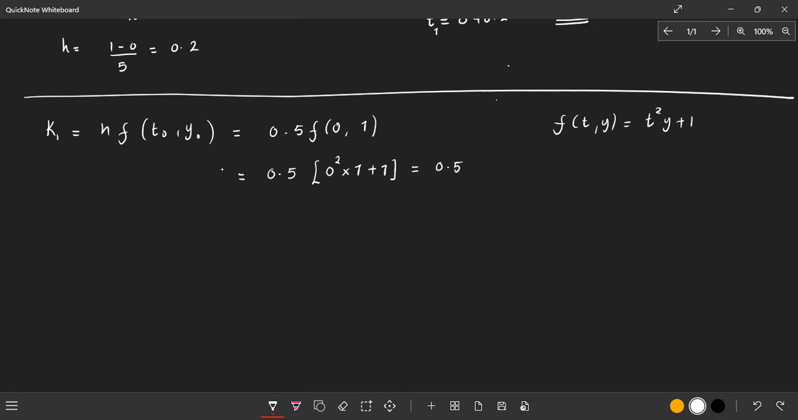Similarly, the value of k2 is simply equal to h f of t naught plus h over 2, y naught plus k1 over 2. So let's evaluate this first. h is 0.5, f of t naught is 0, plus h, which is 0.2 over 0.2, comma, y naught is 1, plus k1. K1 we found just 0.5 here.